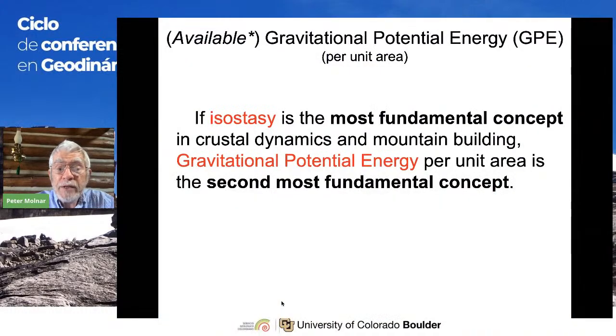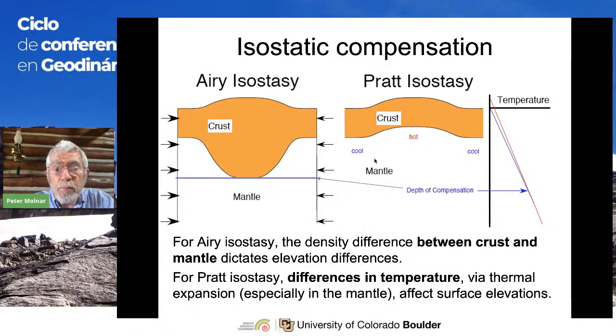And I would argue if isostasy is the most fundamental concept of crustal dynamics and mountain building, gravitational potential energy per unit area is the second most fundamental concept. So I will indulge you for quite a bit. So just going back to isostasy, area isostasy, one has a crust where the crust is thickened, it stands high, but the column of mass down to a depth of compensation is the same everywhere. This is the basic idea.